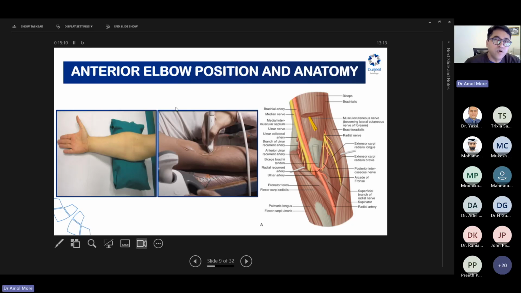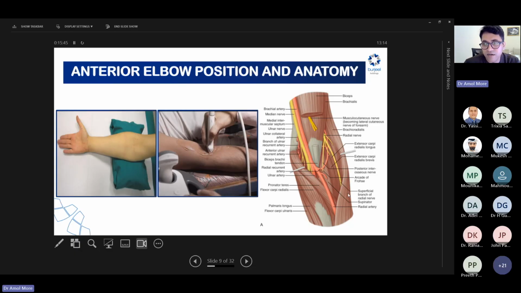So anterior elbow. For assessment of the anterior elbow, this is the position which we give for the ultrasonographic assessment. Sometimes we give certain support with a pillow along the posterior aspect of the elbow, or sometimes we do the ultrasound without support. When we start the ultrasound, we start from the distal part of the arm and extend our probe in the transverse plane up to the level of the elbow. We'll see what images we acquire in the coming slides.